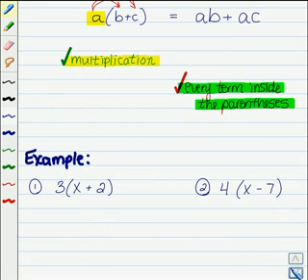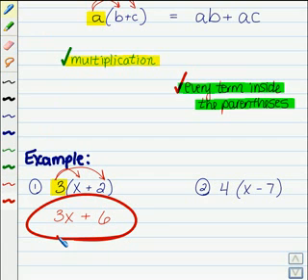Now let's take a look at a couple of examples where we'll use the distributive property. In our first example here, we have 3 times the sum of x plus 2. In this example, the 3 is what's being distributed. So that's what we want to multiply by x and then by 2. When I multiply 3 times x, I get 3x. Then I multiply 3 times 2 and I get 6. And my answer will be 3x plus 6.